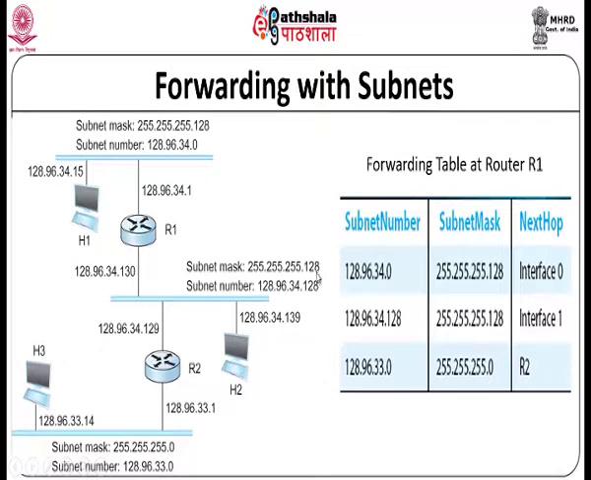Okay. So for instance in this example, at router R1, we can see that these two nodes here have addresses like 128.96.34.15 and 128.96.34.0. So let us say the subnet number is 128.96.34.0 and the subnet mask is 255.255.255.128. Now I have already explained what a subnet mask means. Let's now take a look at what we mean by subnet number.